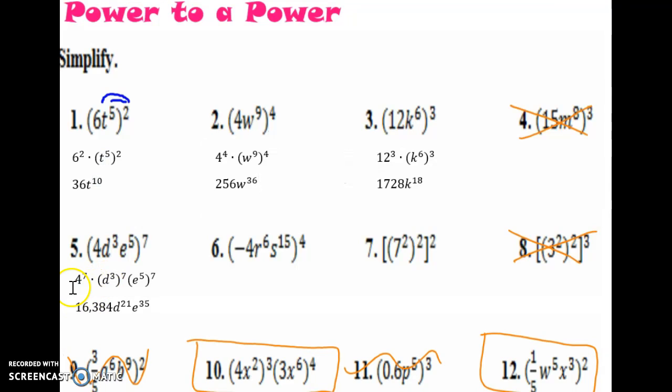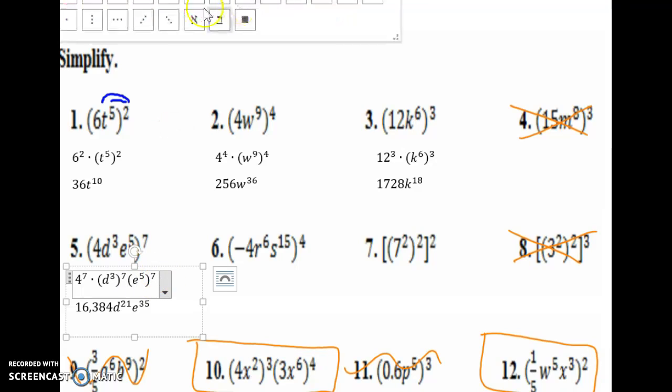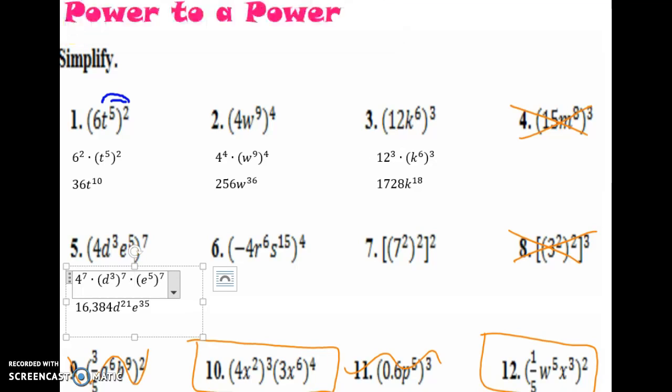Okay, so on number 5, you would have done 4 to the 7th power times d to the 3rd to the 7th. Oh, you can put a times sign in there also if you want to. It doesn't really matter.